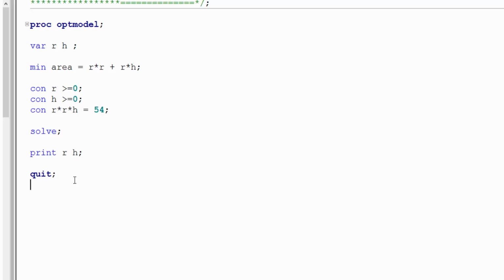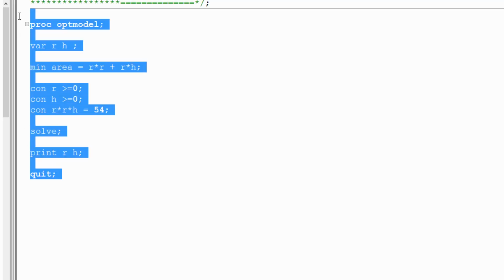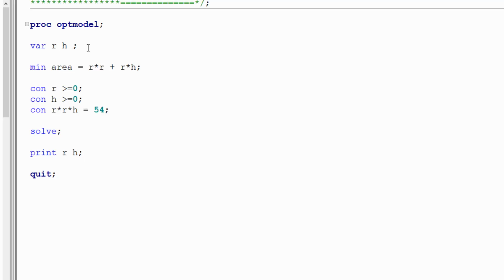Look at the syntax carefully. Optimization syntax follows three steps. You define your variables of interest for which you want to know the values. You define your optimization function, and then you define your constraints, and then you solve it and print the variables of interest. Let's run this.